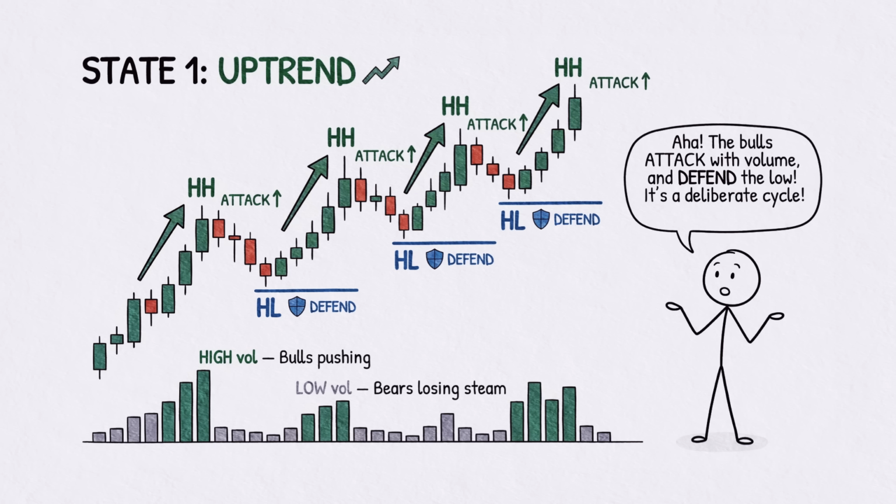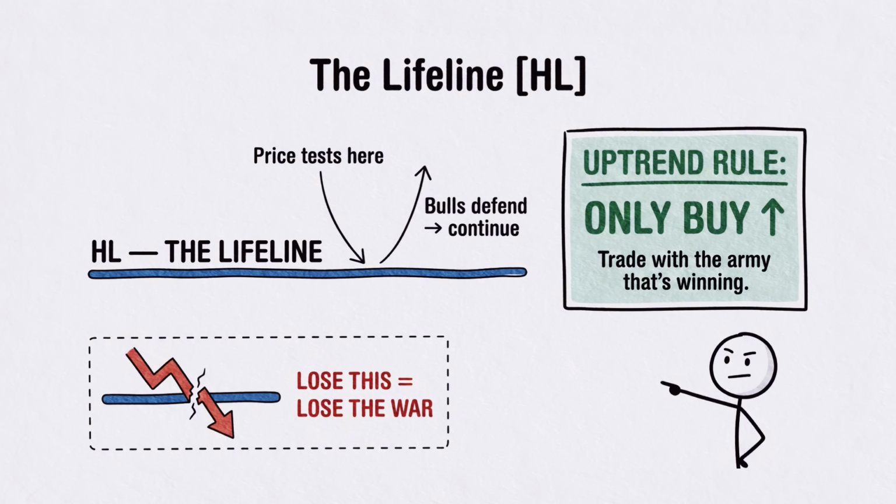And if you watch volume, you'll see it clearly. Volume is high on the impulse waves when the bulls are pushing up, and volume is low on the pullbacks when the bears are trying to fight back. That tells you the bears are losing steam. There's one line that matters more than anything else in an uptrend. It's the higher low. The HL is the bull's lifeline. As long as they defend that line, they're still in control. Lose the HL, and they lose the war. Your rule in an uptrend is simple. Only look for buys. Trade with the army that's winning.